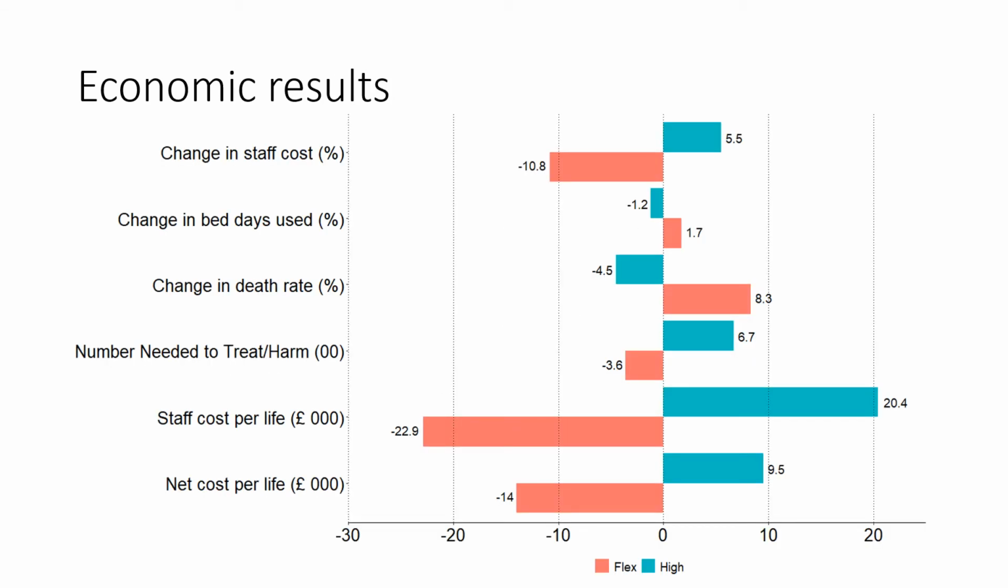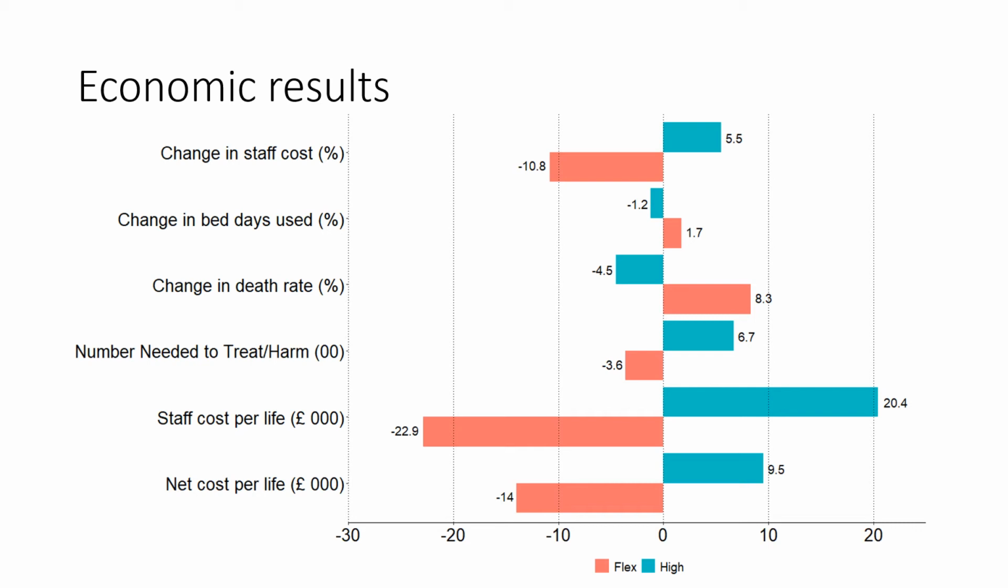This figure shows a summary of the baseline analysis, which allows for redeployment of staff within the trust and use of bank and agency to cover understaffing. Staff costs in the high scenario increased by 5.5% over the standard, while they were reduced by 10.8% in the flexible low scenario. The high establishment scenario is associated with a 1.2% reduction in bed days and a relative reduction of 4.5% in the risk of death.